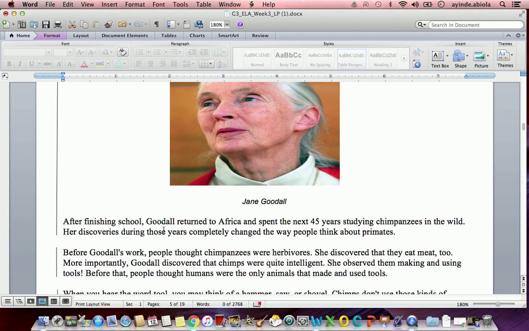After finishing school, Goodall returned to Africa and spent the next 45 years studying chimpanzees in the wild. Her discoveries during these years completely changed the way people think about primates.